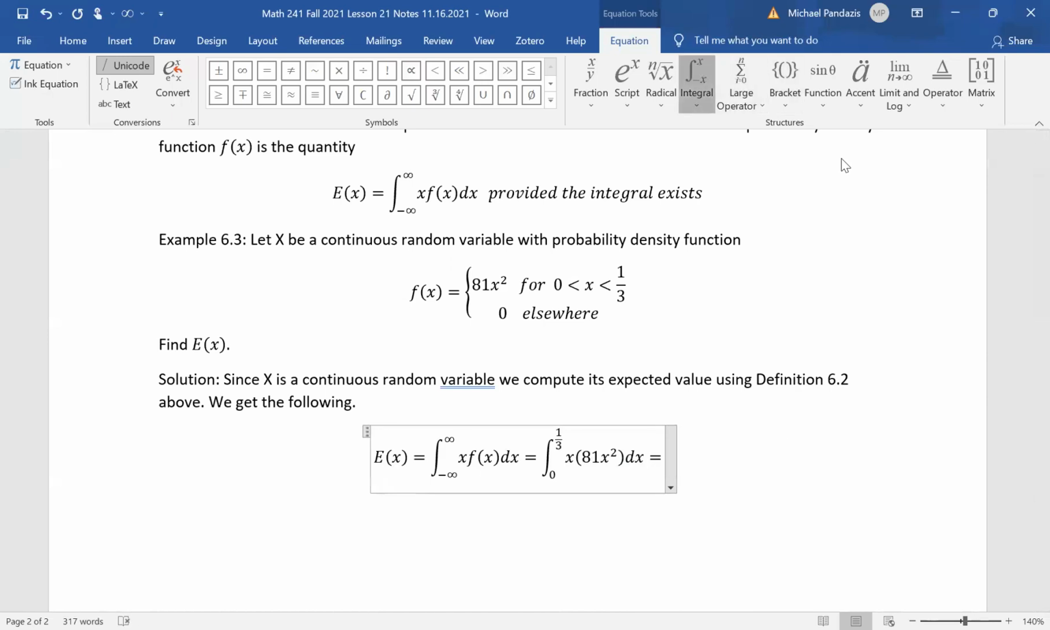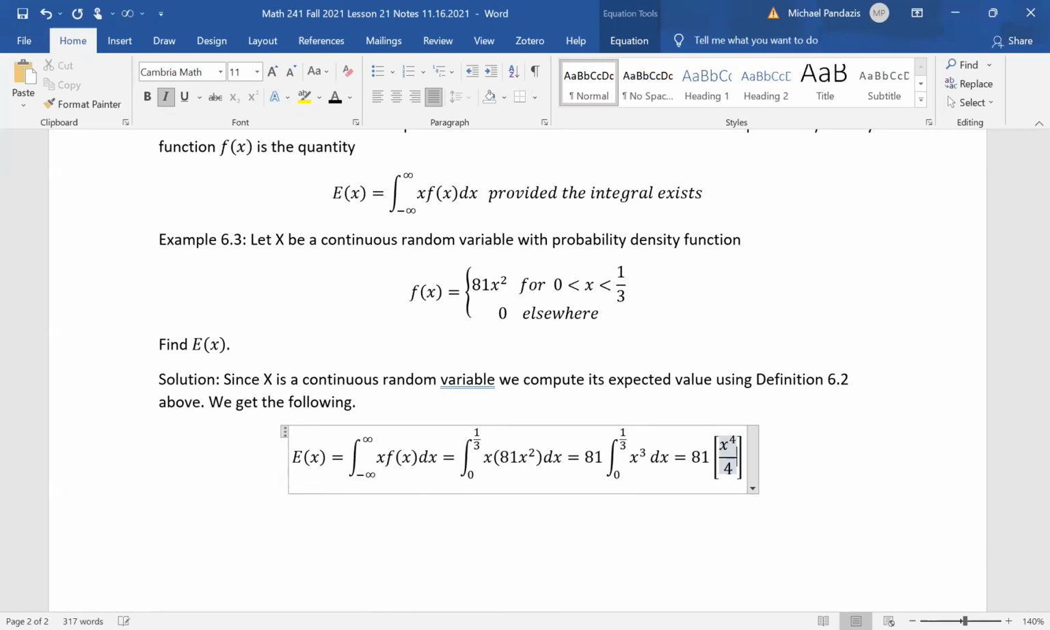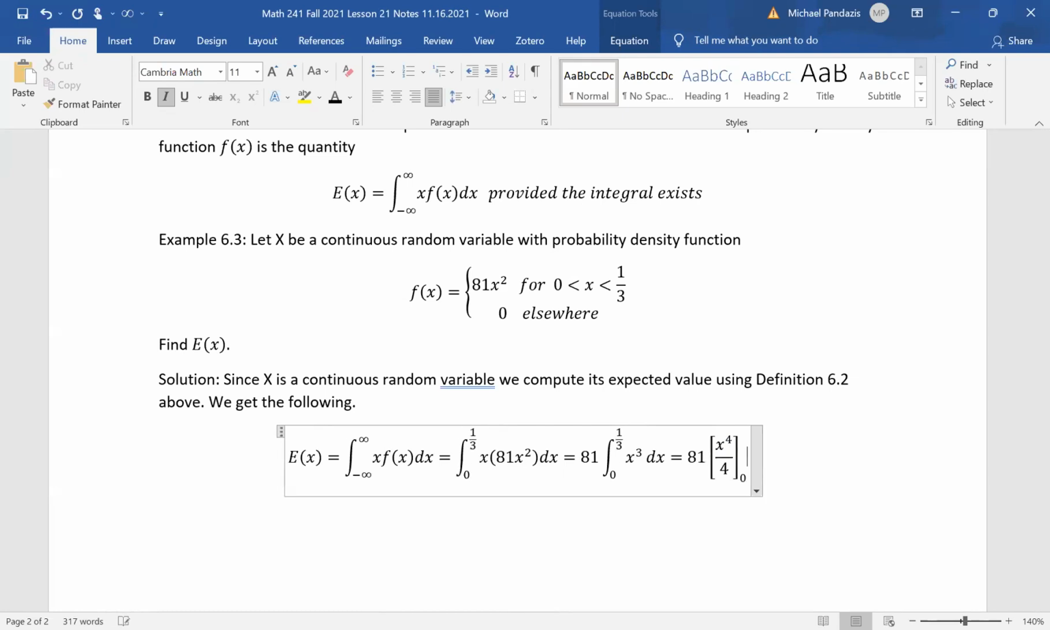And so this is equal to the integral from 0 to 1/3 of x cubed, because x times x squared is x cubed, and I'm going to move the 81 outside the integral. By properties of integrals, we can move a constant inside or outside the integral; it doesn't change the value of the expression. So this is 81 times the definite integral from 0 to 1/3 of x cubed dx. An antiderivative of x cubed is x to the 4th over 4, and we're going to evaluate it from 0 to 1/3.